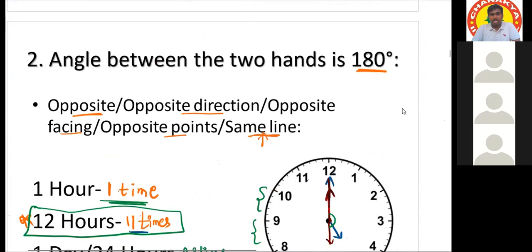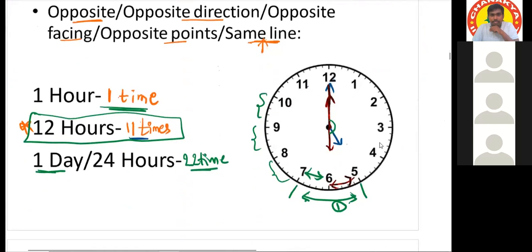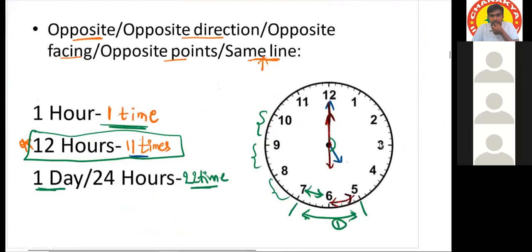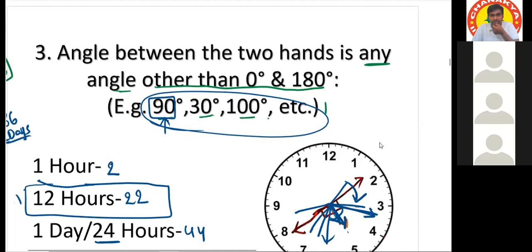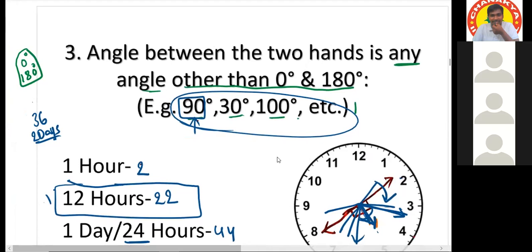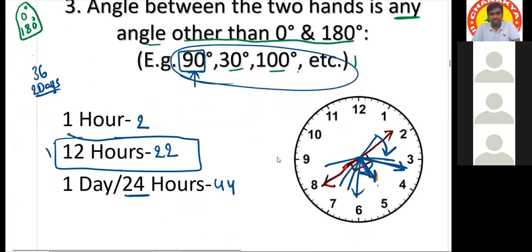Tell me, in one day, how many times will they meet each other? 22 times. In 12 hours? 11 times. How many times are they in opposite directions in one day? 22 times. In 12 hours, 11 times. Sir, how did you get that? You can go through the video, already uploaded on YouTube and Google Classroom. Only the previous video.